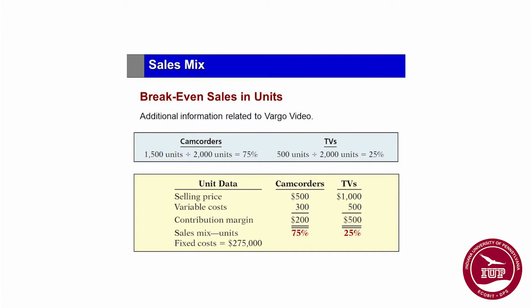So as we said, the sales mix is 75 to 25 for the camcorders to TVs in the total sales mix. And the unit contribution margin is $200 for camcorders, and for the TVs it's $500. Fixed cost is a total of $275,000. We will modify our break-even point formula a little bit, which was fixed cost divided by the unit contribution margin.